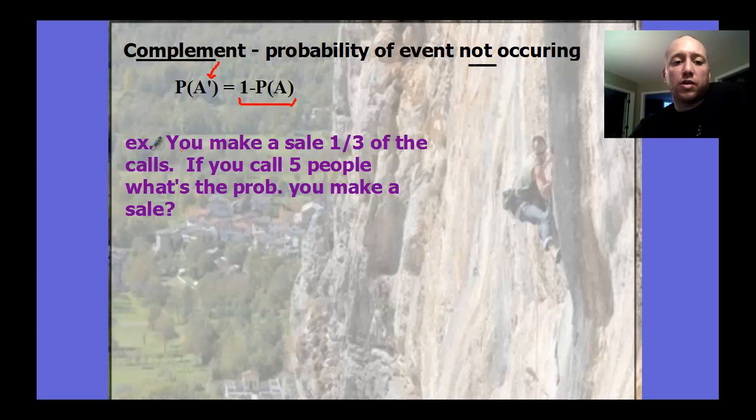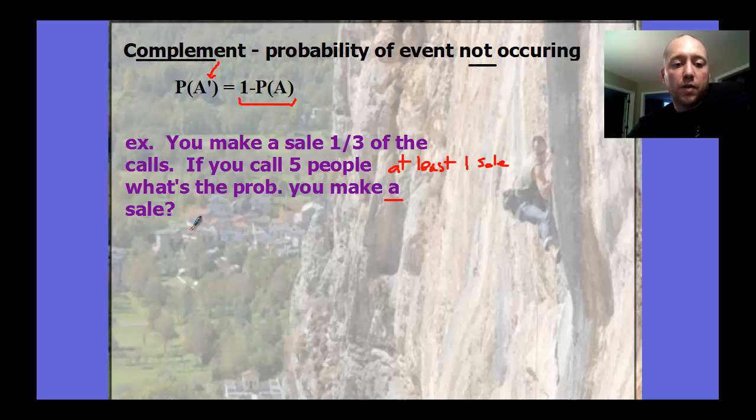So here's an example: you make a sale on 1/3 of the calls. You call 5 people, what's the probability you make a sale? Now, to help me out, I can change that wording. You make a sale, I could say you make at least 1 sale. When we start using the words at least, at most, it tells me that I might use the complement. Not always, but it tells me complement might be a faster method of evaluating the problem.